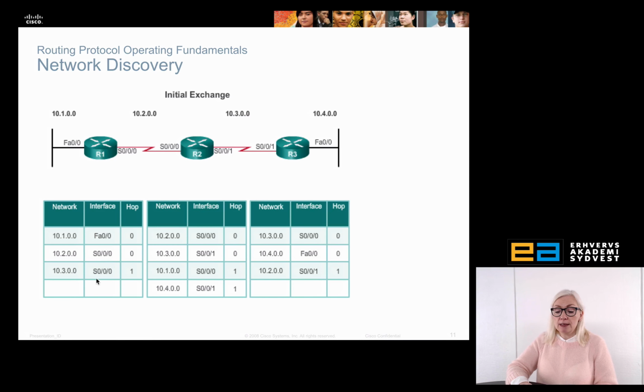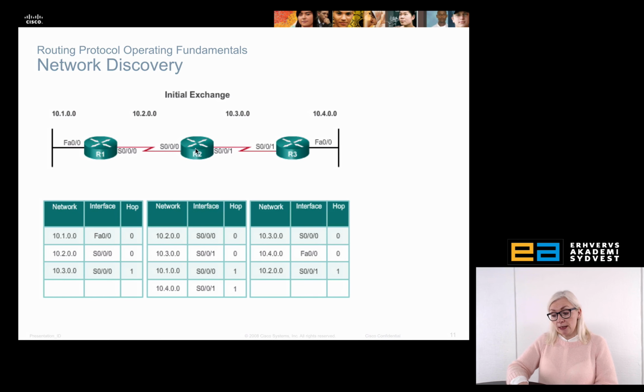We will also see that the exit interface here is S0/0/0. So I will send the information out on this interface, so I will know the direction. I will go out through my serial interface, and I will go 1 hop. Then I will reach this network.